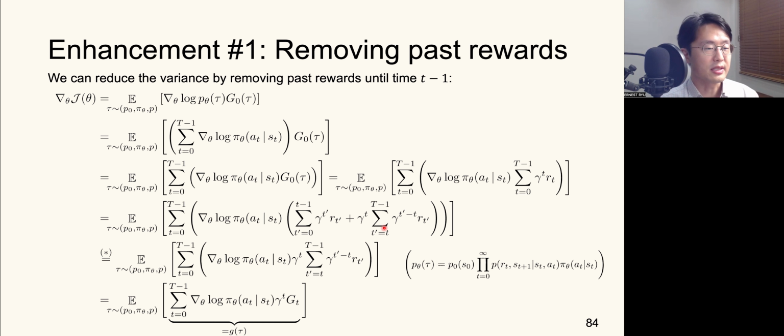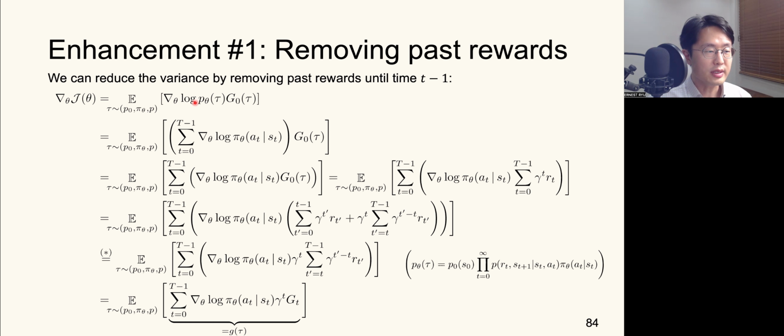So let's enhance this stochastic gradient by reducing the variance, and we'll have a series of tricks to do so. We can reduce the variance by removing the past rewards until time t minus 1. So what does that mean? Well, to start out with, this equality we've already established in the previous slide, right? The gradient of this objective function j is the expectation of grad log p times g.